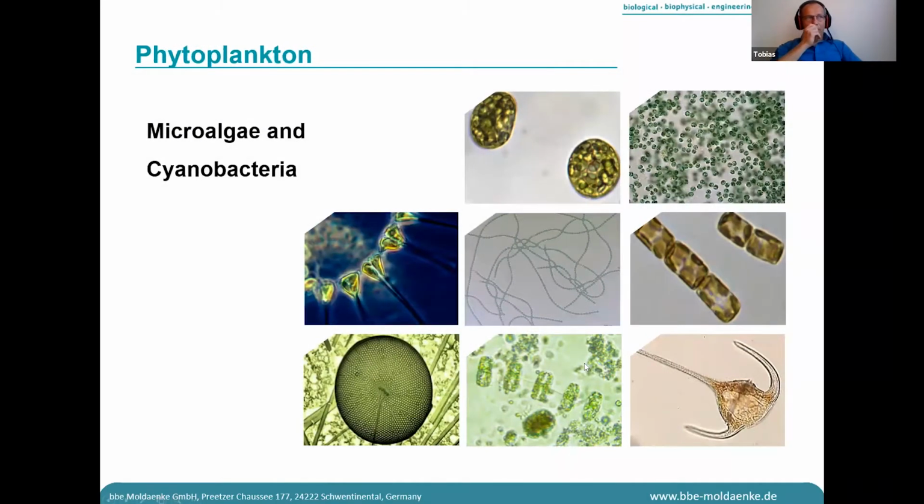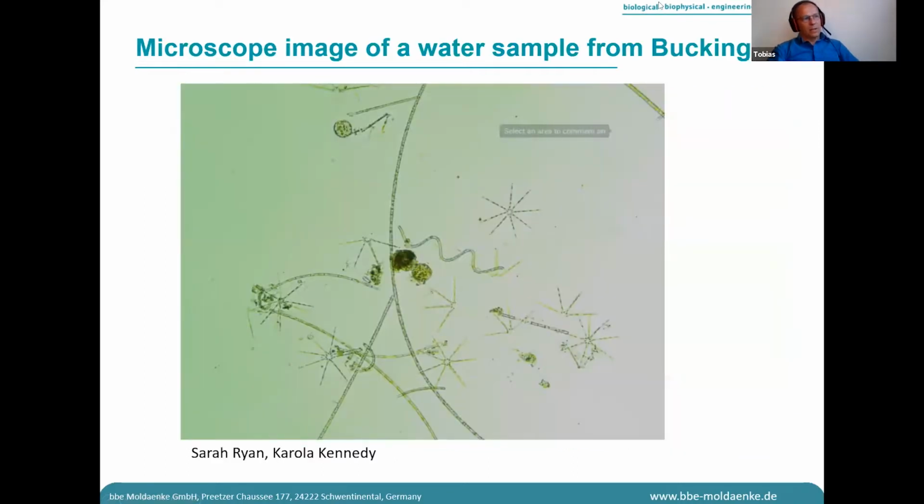What we are speaking about: phytoplankton, microalgae, Cyanobacteria. A lot of you know already these microscope pictures of different algae, and that is a common method to look at what algae are inside. Now we see here a mixture of different algae. It's from Sarah Marian and Carola Kennedy. It's from the Clear Lake area in California, and they sent us a picture where a lot of different algae are in the water body.